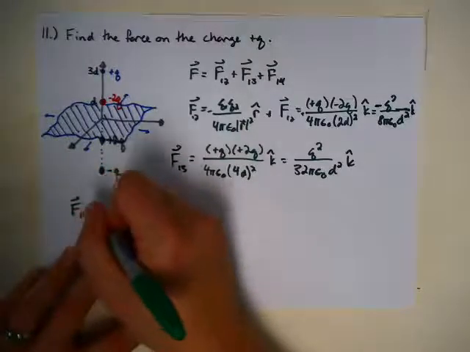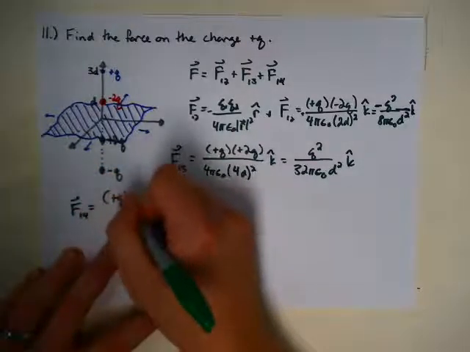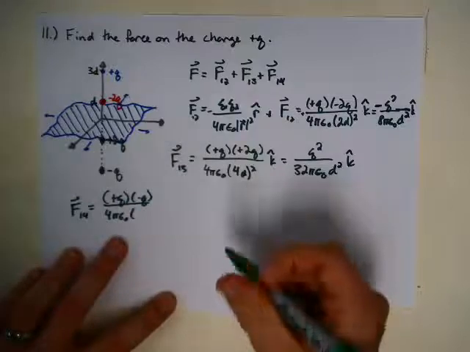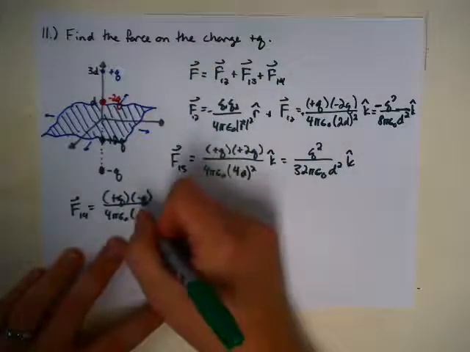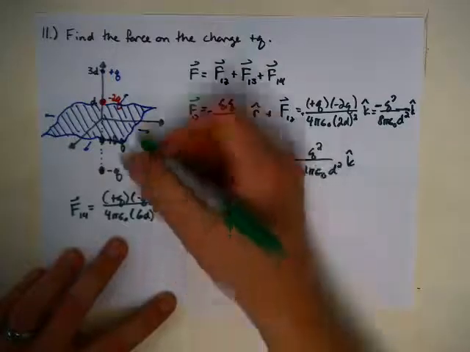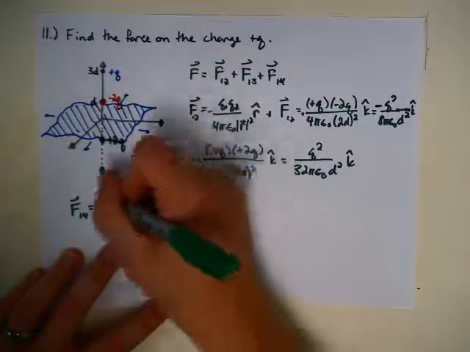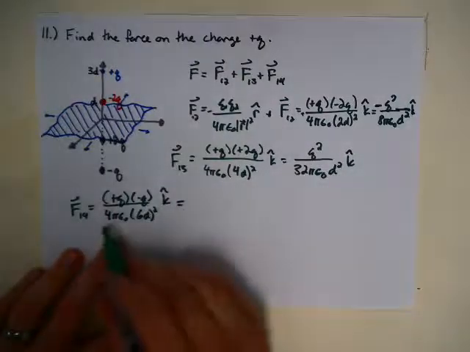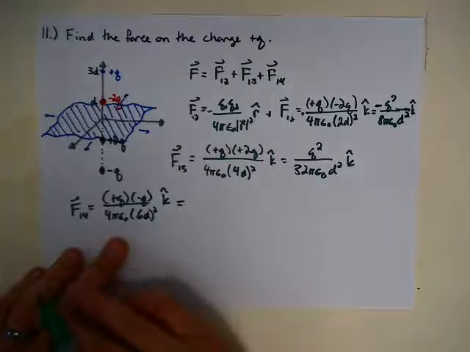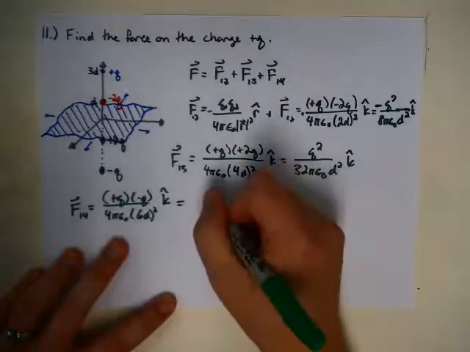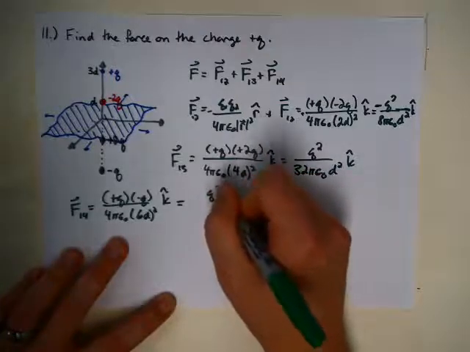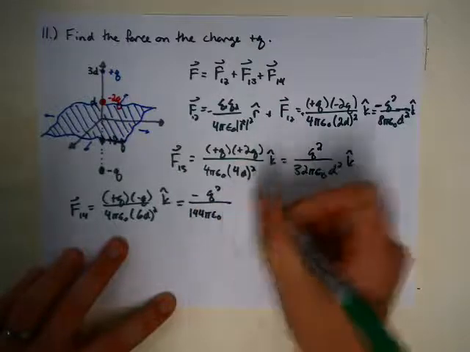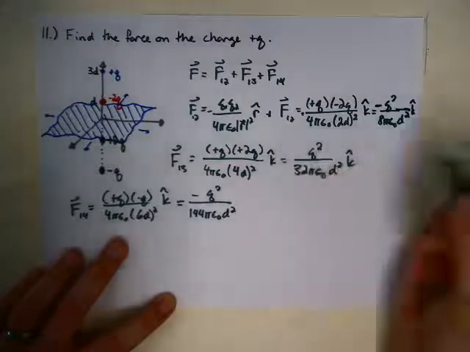And F1,4 is plus Q times minus Q over 4 pi epsilon naught. Here the distance is 2d, 2d, 2d, so 6d quantity squared. This is plus and that's minus, so that's attractive, and it is going to be in the minus k hat direction. 6 squared is 36, times 4 gives us 144. So this will be Q squared over 144 pi epsilon naught d squared.